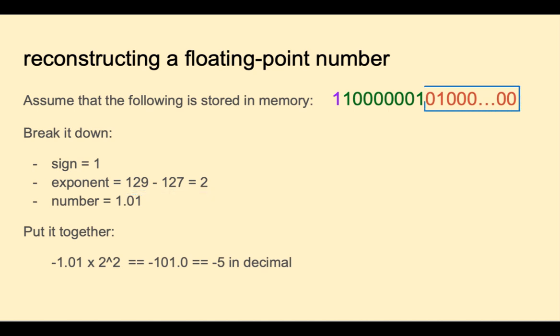The fractional part is 0.01. When we combine this with the assumed 1, we get 1.01 times 2 to the power of 2. When we multiply by 2 to the power of 2, we get negative 101.0 in binary. This is negative 5 in decimal.